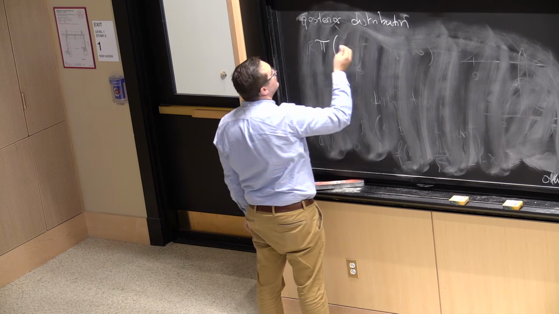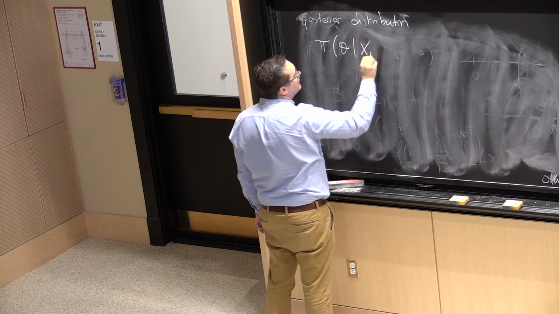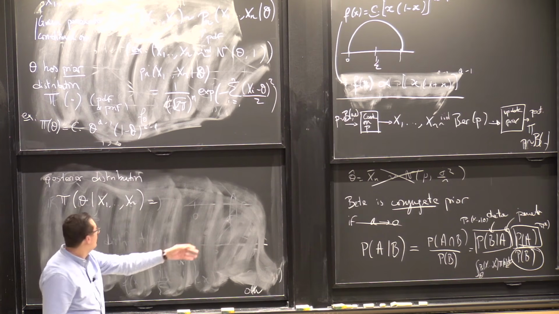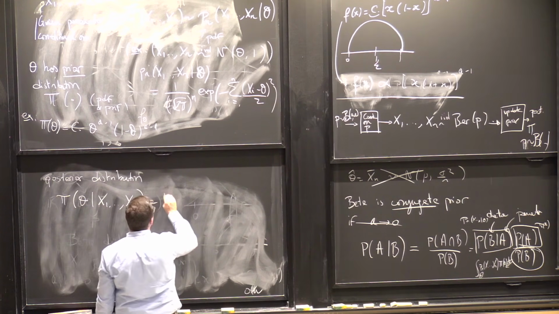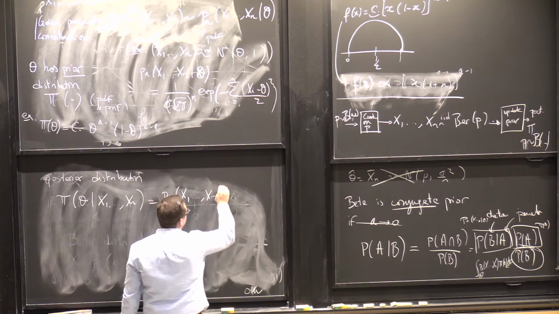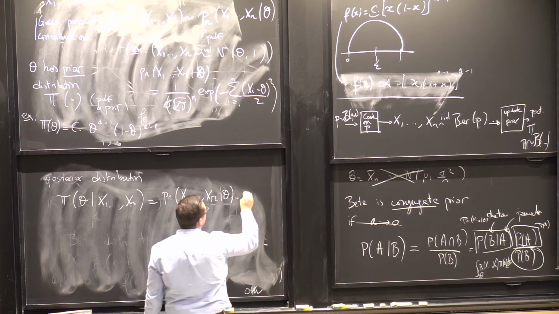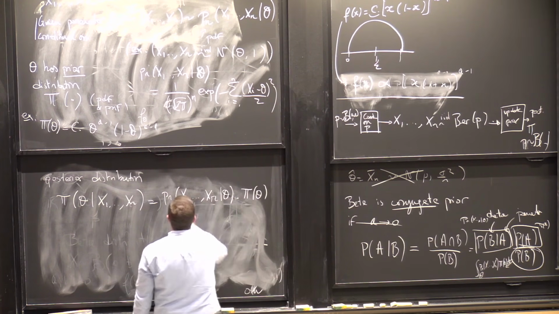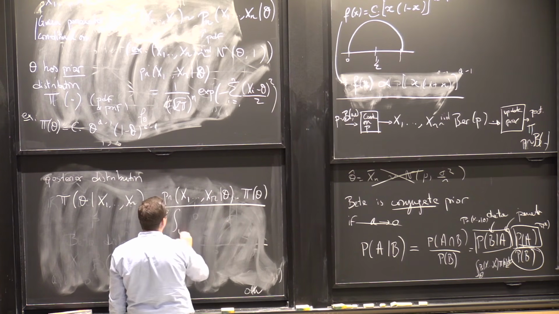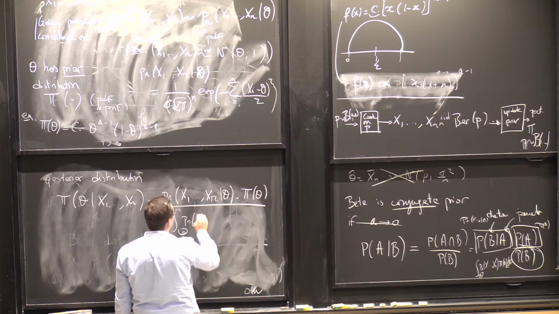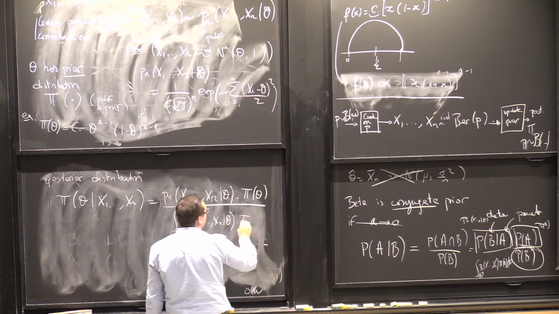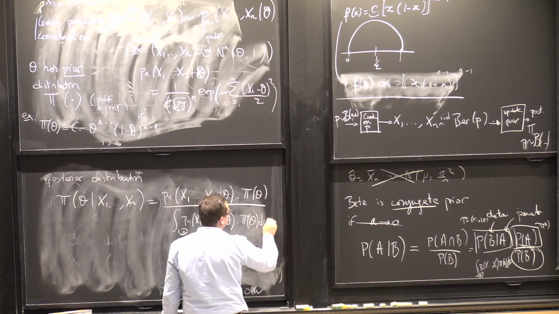So it's pi of theta given x1, ..., xn. If I use Bayes' rule, I know that this is Pn of x1, ..., xn given theta times pi of theta, divided by the distribution of those guys, which I will write as the integral over theta of Pn of x1, ..., xn given theta times pi of theta d theta.